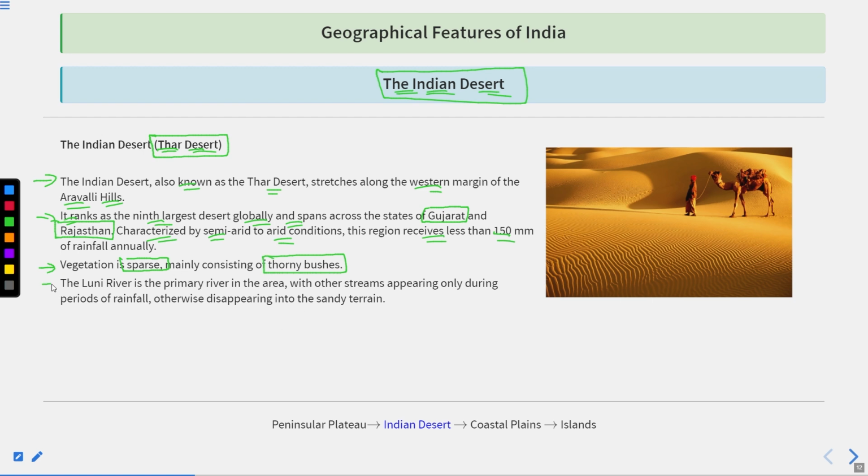mainly consisting of thorny bushes. Okay. The Luni River is the primary river in the area, and the other streams appear only during periods of rainfall. It means that they do not have perennial or evergreen rivers. Generally, most rivers only form on a temporary basis during the rainy time. Okay.